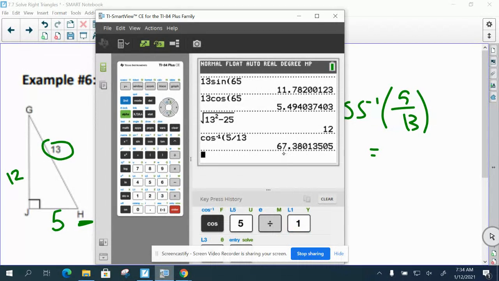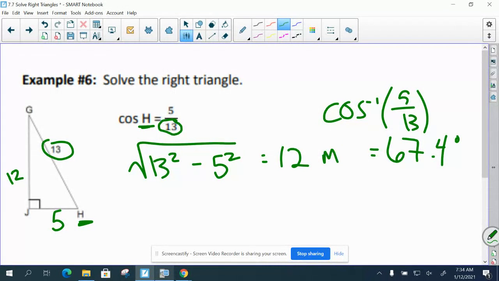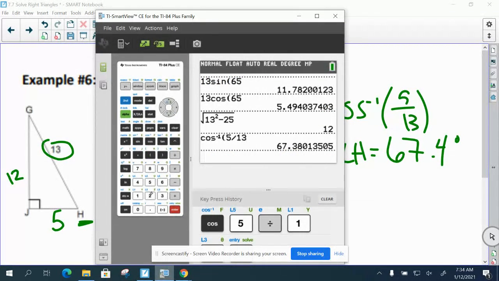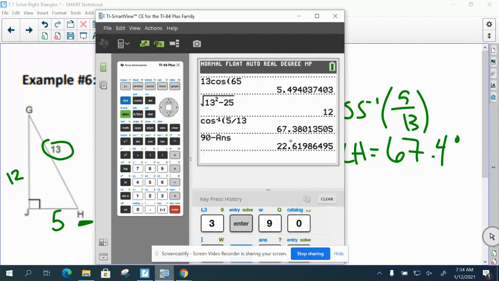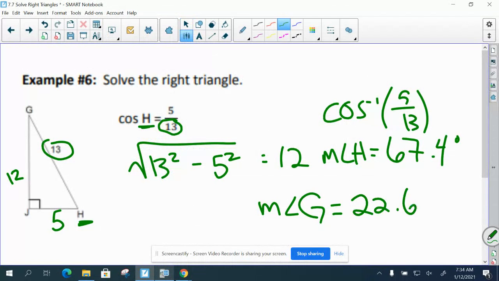And that gives you 67.4 degrees for the measure of angle H. And then to get the measure of angle G, what would be the appropriate step? You will subtract angle H from 90. So do 90 minus my answer, 22.6. And we solved the triangle.